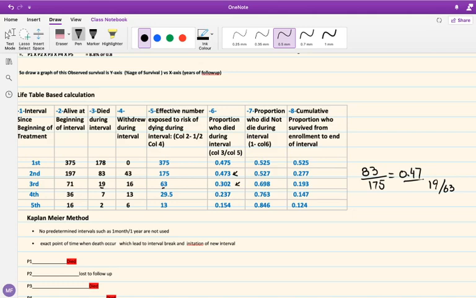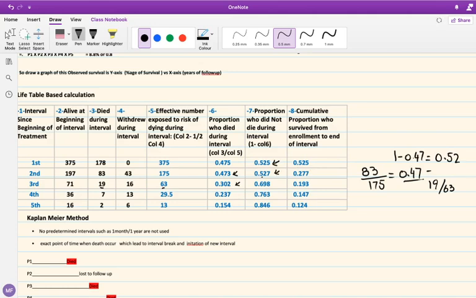Then the proportion of people who died is calculated over here. But since we are calculating a survival analysis, what we do is subtract this proportion from 1. So the value of the proportion calculated over here is being subtracted over here. So 1 minus 0.47 gives us the value, let me write over here, 0.25. That's the value over here.